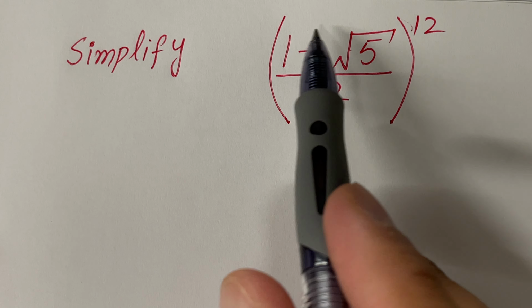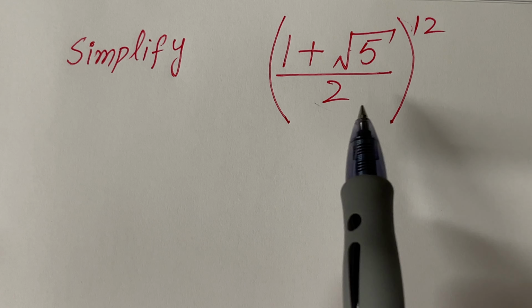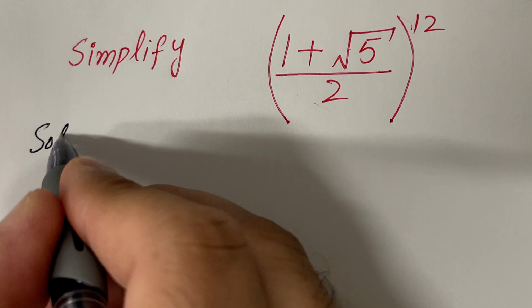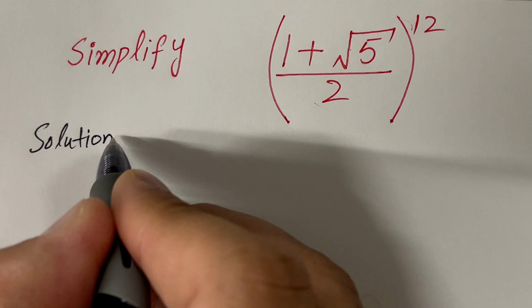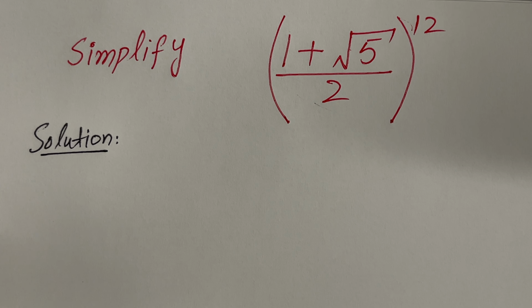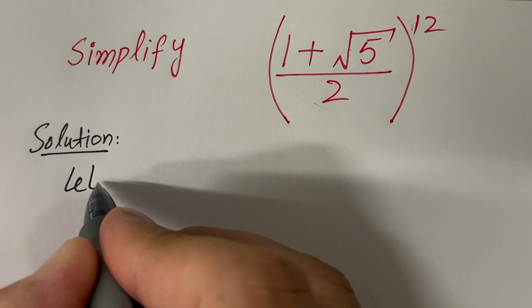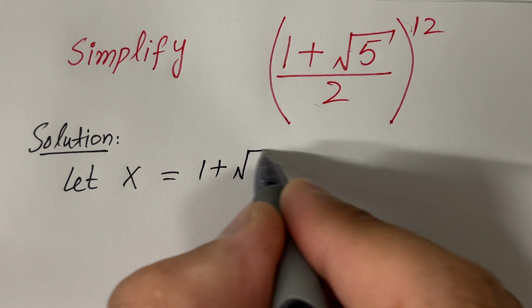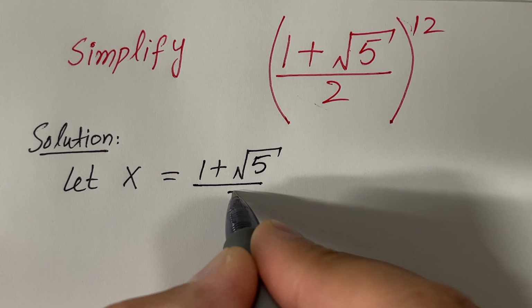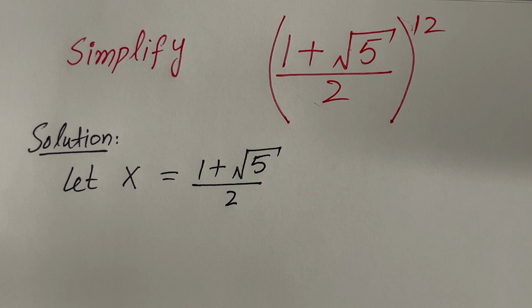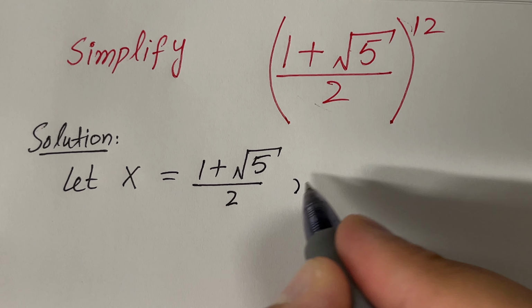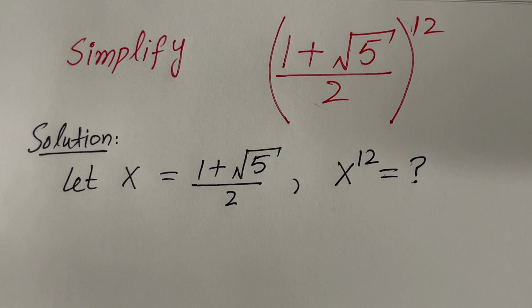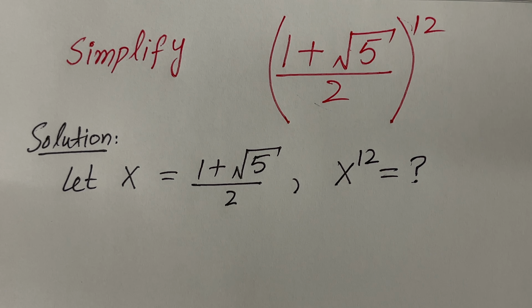In this video, we want to take the 12th power of this golden ratio. Let's solve it. Solution. Let's use this substitution. Suppose x is equal to this golden ratio, (1 plus square root of 5) divided by 2. Then we have to find the value of x raised to the power 12, and we will see how we can find this.